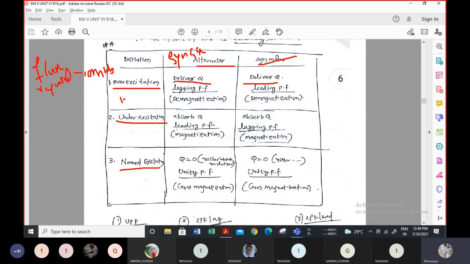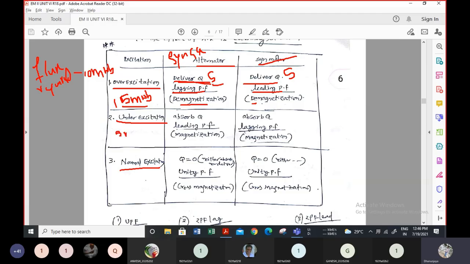In the overexcitation case, I have fed 15 milliwebers. Is it more or not? We have more here. So in both cases, wherever there is overexcitation, the excess 5 milliwebers of reactive power will be delivered to the bus bar. In the synchronous generator it is the lagging case and demagnetization, whereas for the synchronous motor it is the opposite, leading power factor, but it is demagnetization only.